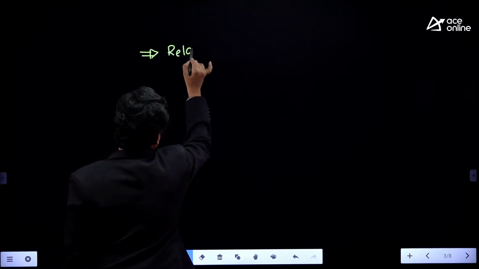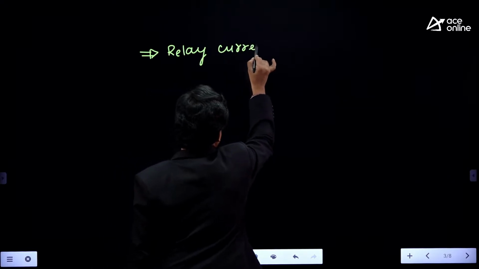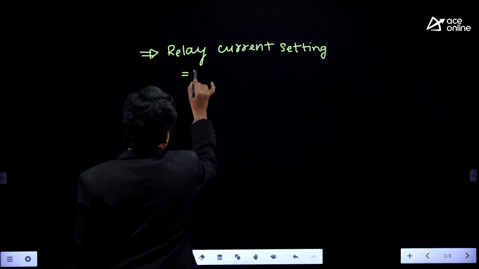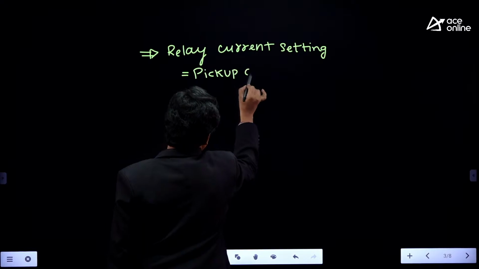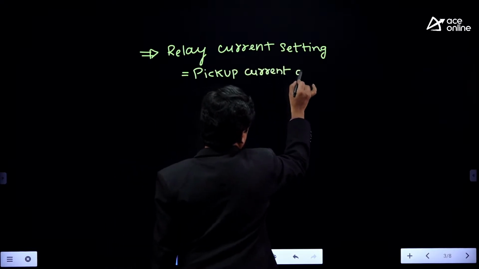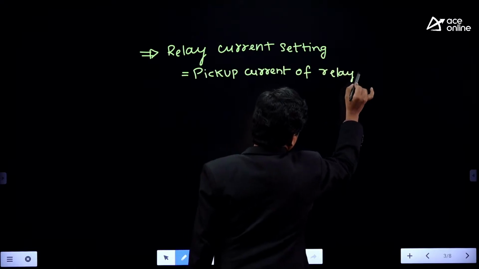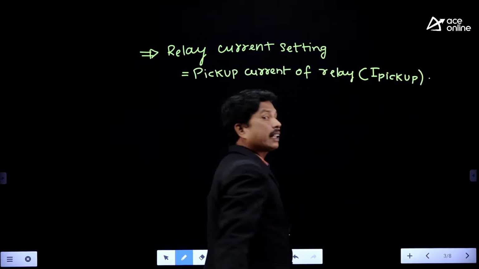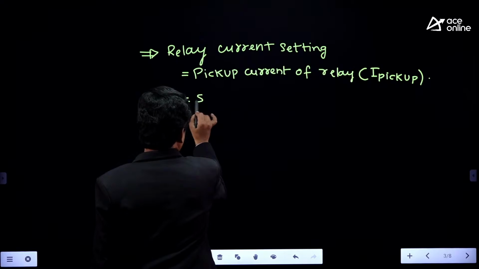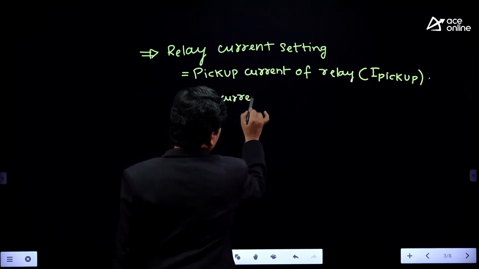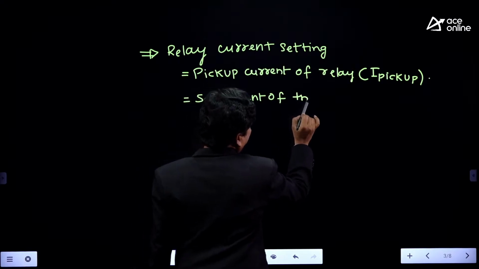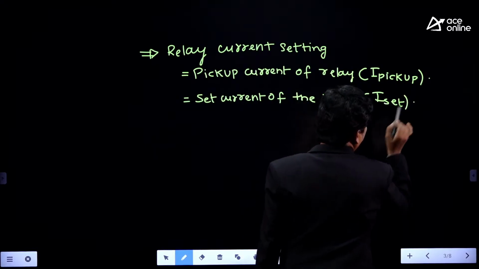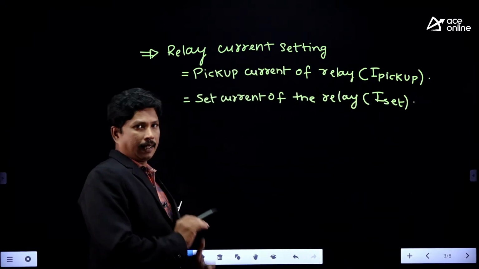Relay current setting is also called the pickup current of the relay. So we can denote it with I pickup, or the set current of the relay. Sometimes we call it I set. That is the set current of the relay.